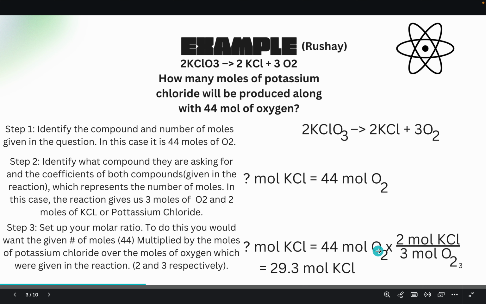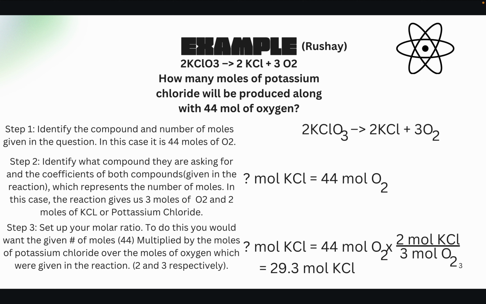And when we put this in the calculator, we get 29.3 moles of KCl, which means that if 44 moles of oxygen were produced here, then 29.3 moles of KCl would also be produced. Easy, right?